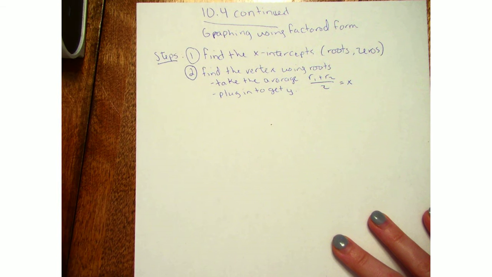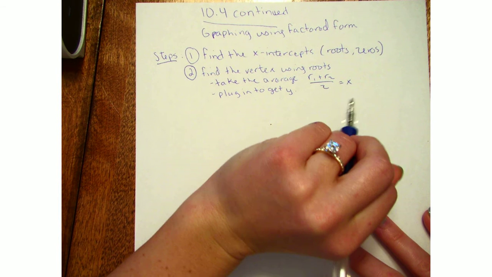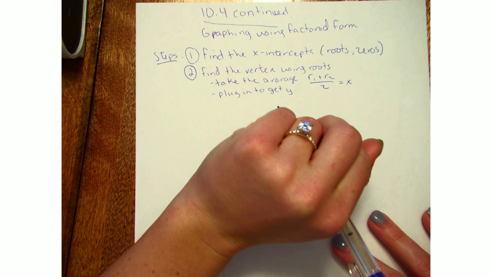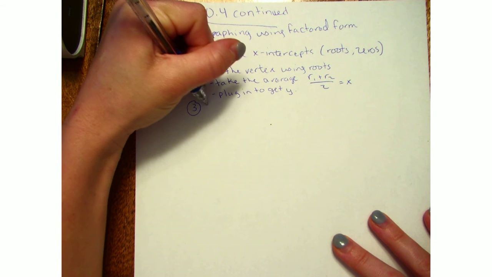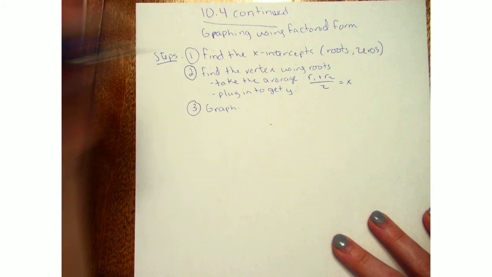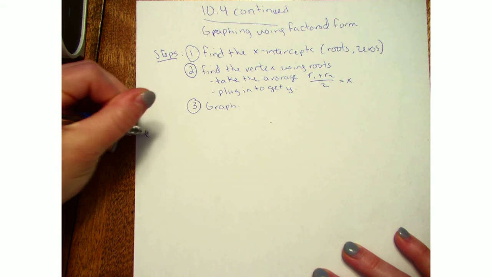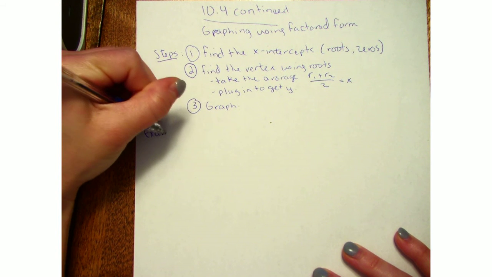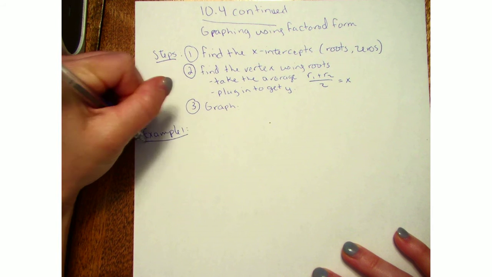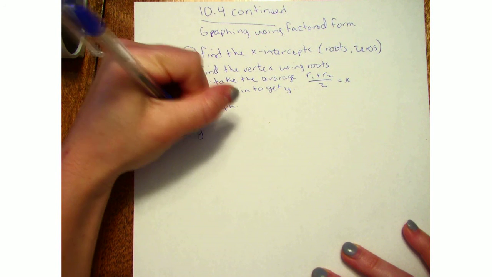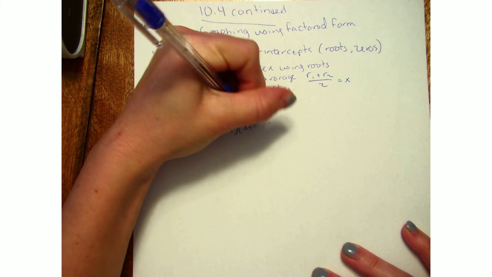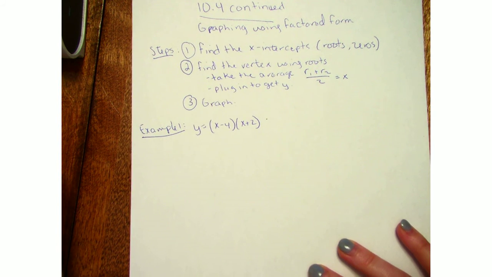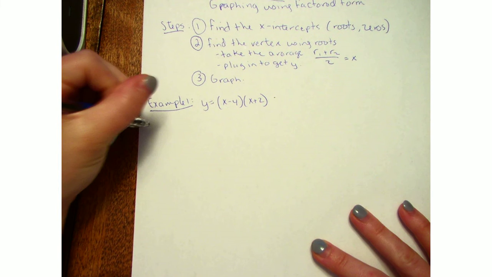And then we're going to plug in to get y. So just like we did before when we used negative b over 2a to get x, and then we still had to plug it in to get y. Same concept. And then 3, we're going to graph. Not too crazy. All right, so let's look at the first example. So we have y equals x minus 4 and x plus 2. So again, first step is to find the x-intercepts.